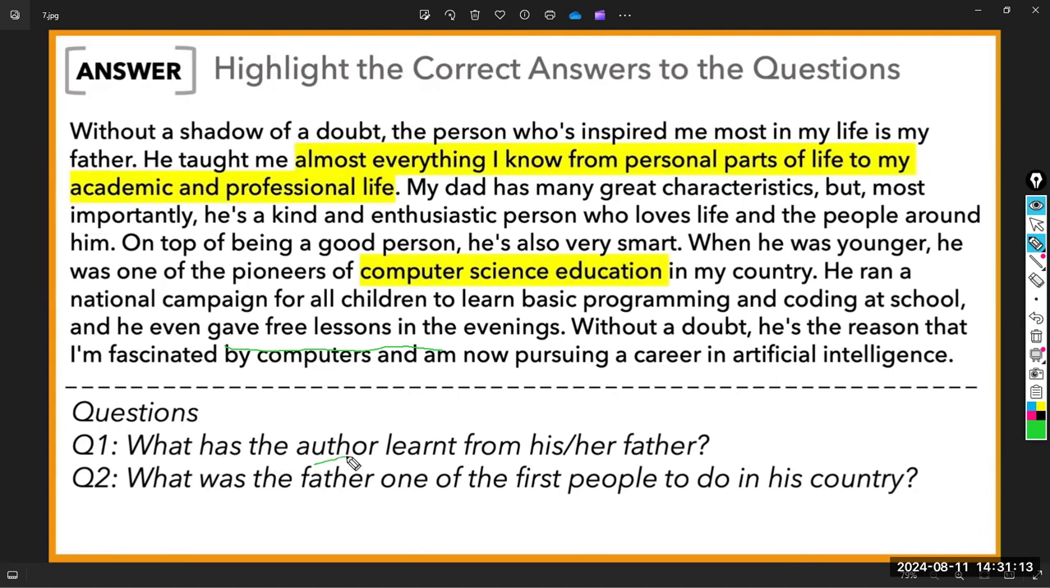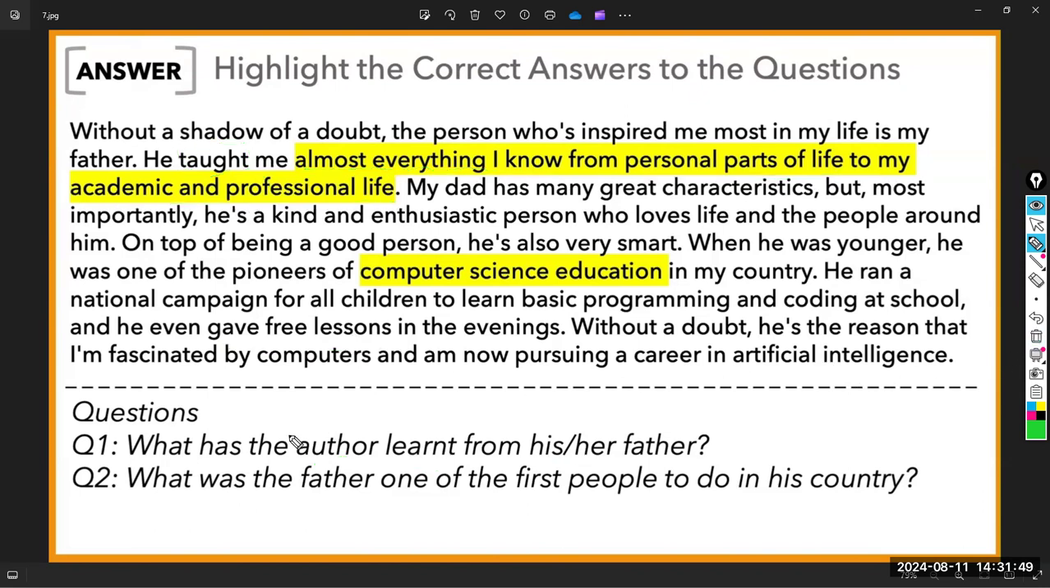What has the author learned from his or her father? Now notice that here, guys, I have taught. So taught is the past of teach. So notice that his father or her father taught him, okay, taught him what? Almost everything I know, from personal parts of life to my academic and personal life. So this is the answer of the first question.